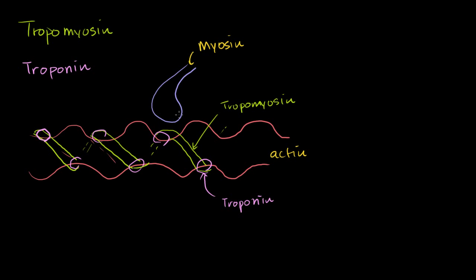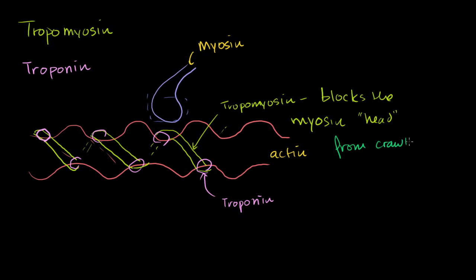So the bottom line is that this tropomyosin kind of blocks the myosin. The myosin, let me write this. The myosin head. This is the myosin head that I'm talking about, from crawling up the actin, either by physically blocking its actual binding site, or if it's already bound, from keeping it from being able to keep sliding up the actin. Either way, it's blocking it.